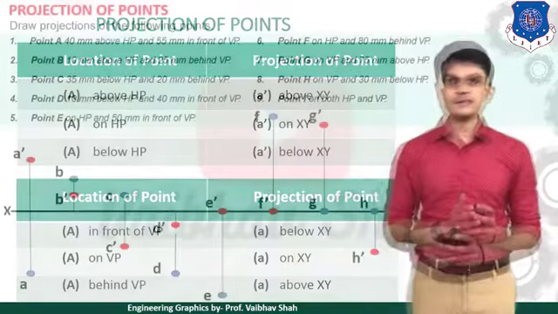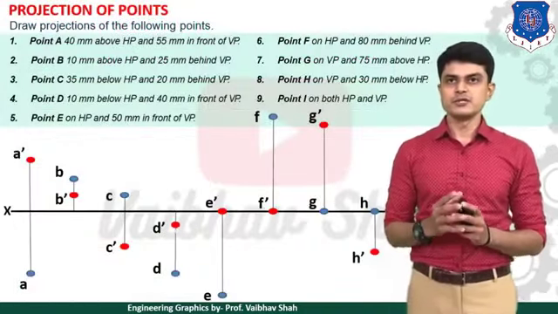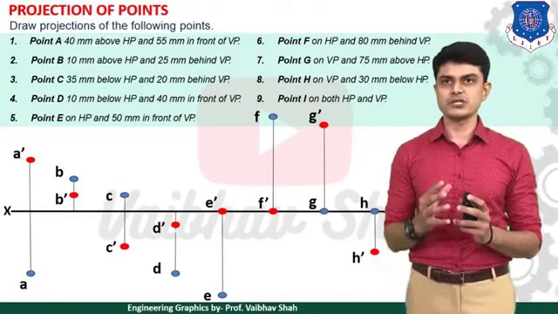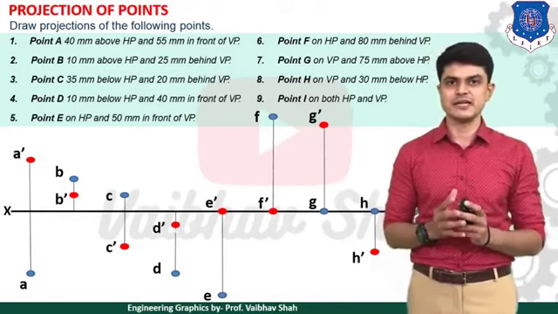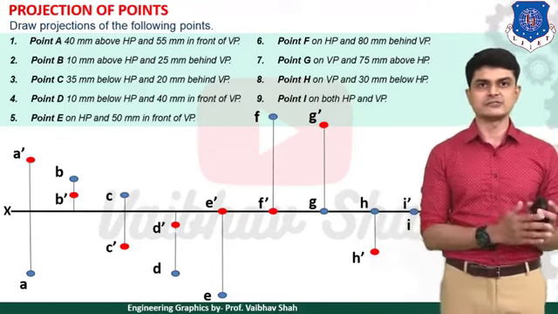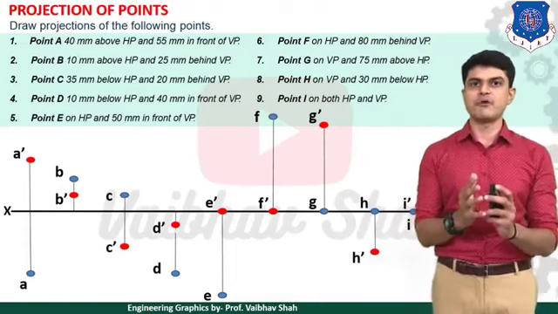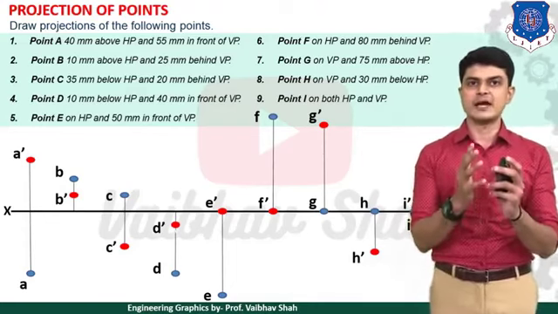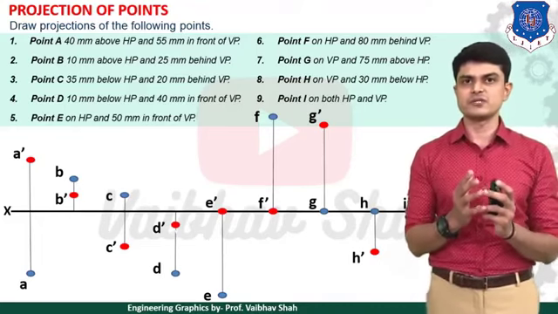So let us start. Let us first read the question. Projection of points: draw the projection of points for the following. We have a total of 9 examples and we will be drawing all 9 examples on the same XY line. So we have the same XY line and we will be plotting all the 9 points on it. Now let us see how to start.